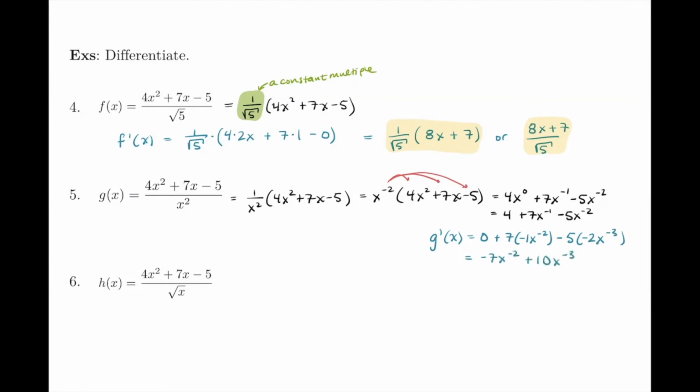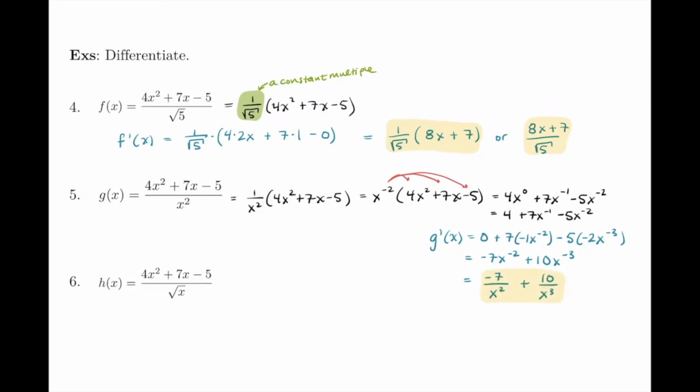Taking at least one step of simplification here will give us negative 7x to the negative 2 plus 10x to the negative 3. We generally don't want to leave negative exponents in our answers, so we can rewrite each of these terms here as fractions. So negative 7x to the negative 2 will be negative 7 over x to the positive 2, and 10x to the negative 3 will be 10 over x to the positive 3. And here is the derivative of the function that we were given.